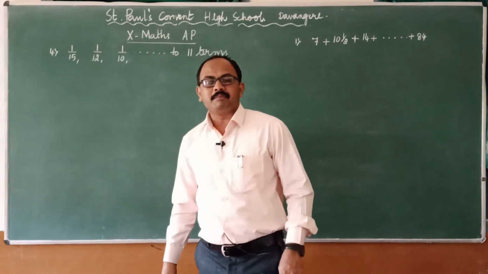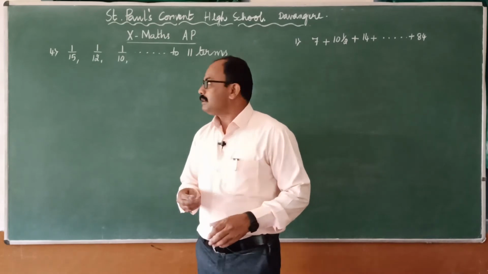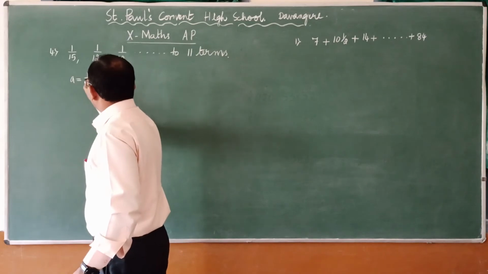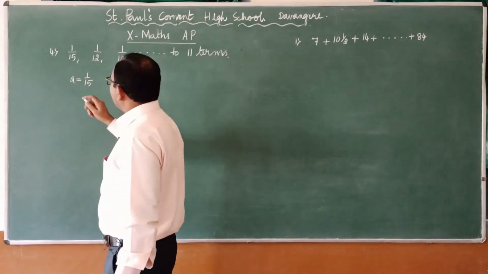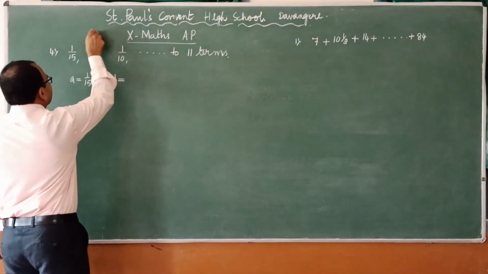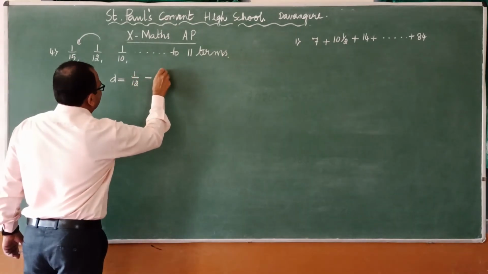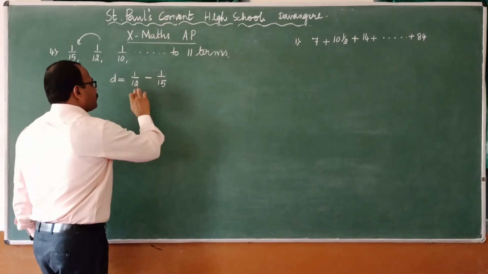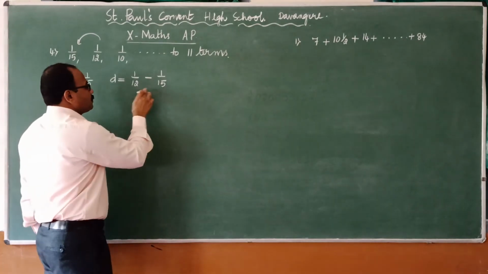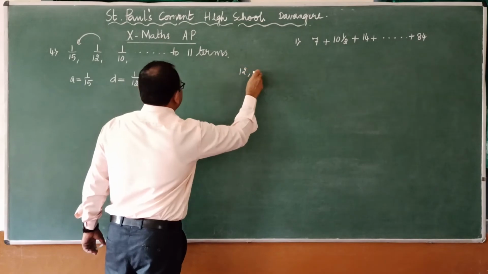Children, the next sum is quite different. In this, a fraction is involved, children. Therefore, let's write down what is given. a is 1 by 15. Let's calculate the common difference, children. d is equal to a2 minus a1, that is 1 by 12 minus 1 by 15, which involves different denominators. We need to calculate the LCM of these two. Slowly you can calculate the LCM this way, children. It will become 60.